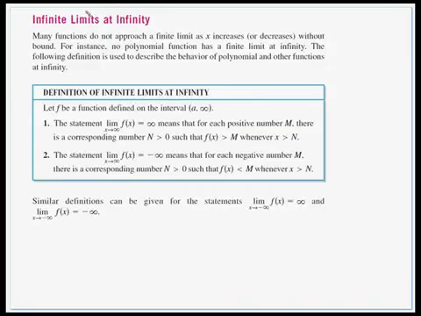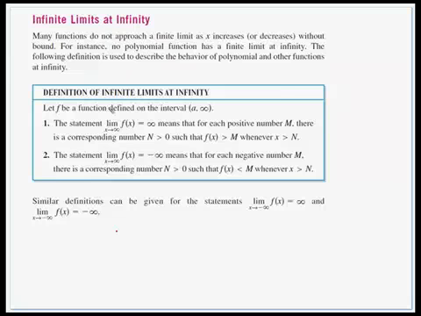Okay, next it's infinite limits at infinity. Many functions do not approach a finite limit as x increases or decreases without bound. For instance, no polynomial function has a finite limit at infinity. As we head off toward positive infinity, we're not going to zero in on some number like 3 or 5. The following definition is used to describe the behavior of polynomial and other functions at infinity.